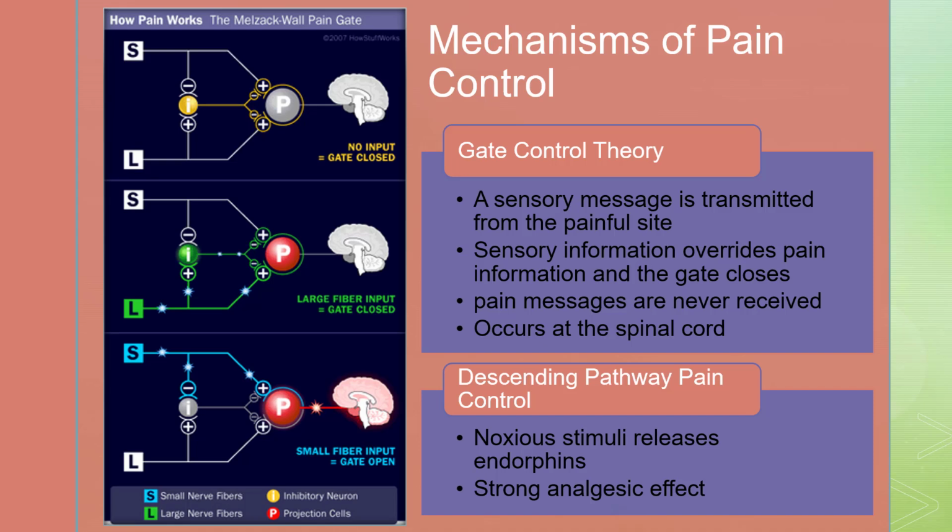The descending pathway of pain control states that noxious stimuli can trigger endorphin release. The stimulation of pain sensory fibers is required. This causes a release from the hypothalamus and it creates a strong analgesic effect. It is more likely that multiple theories of pain control act together to mitigate pain responses.